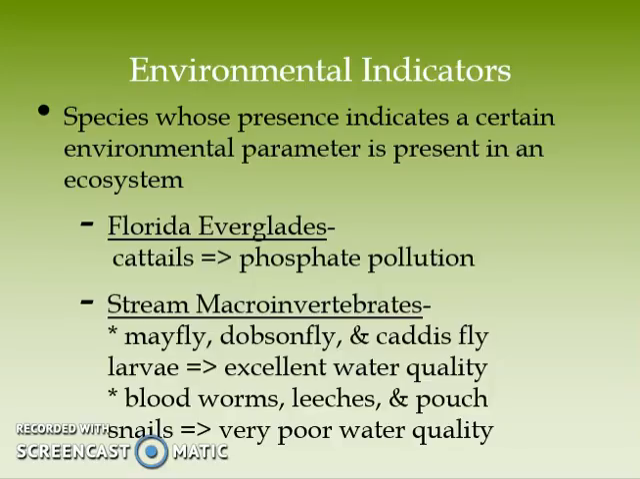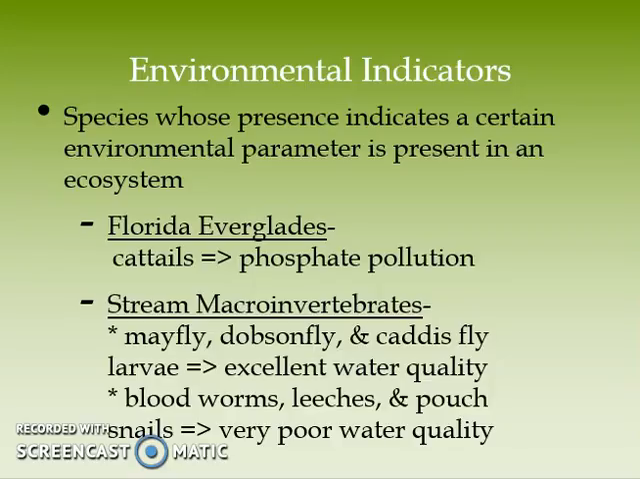Macroinvertebrates. These are often larvae of insects and organisms. We are going to do this when we go on our field trip. You're going to go in the stream and collect macroinvertebrates. There are certain macroinvertebrates that you only find in really clear water, no pollution. If there's any pollution, they're not going to be there. And then there are others like leeches and pouch snails that actually prefer, or are often found in, very poor quality or very polluted water.